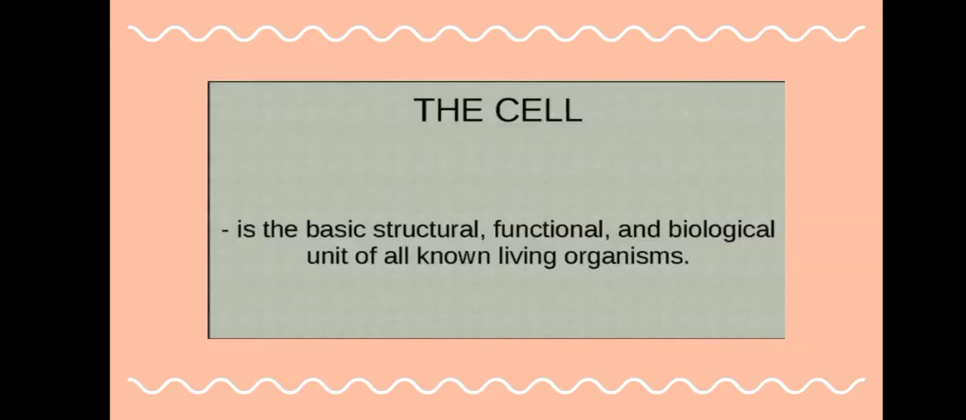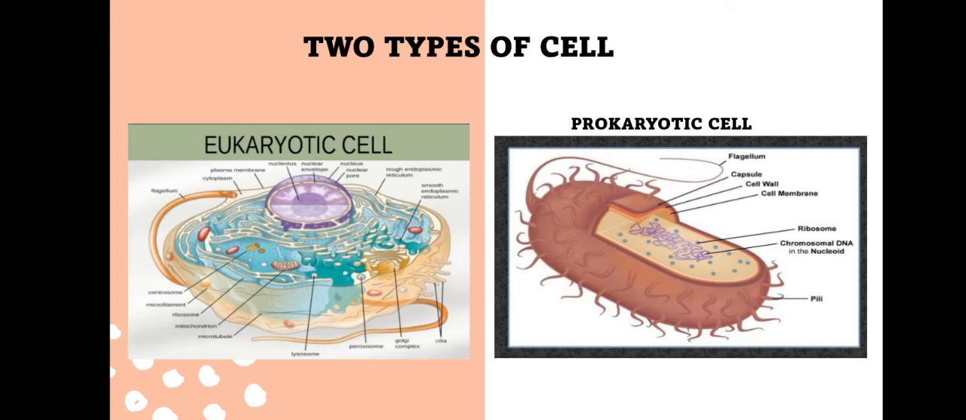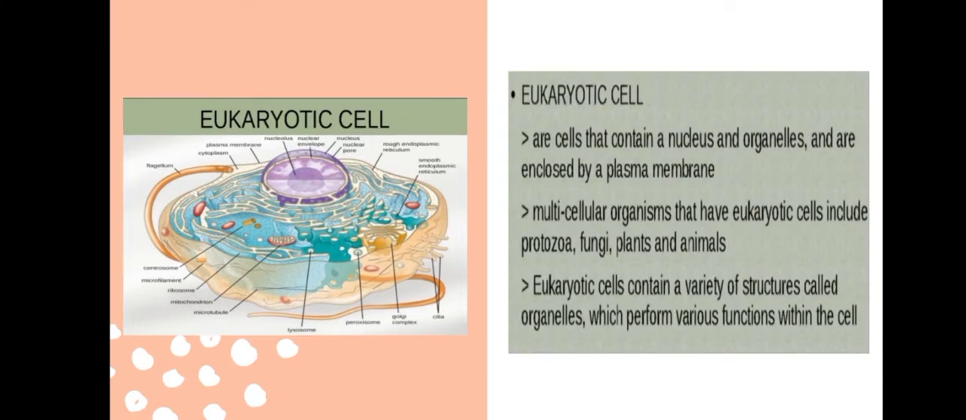The cell. This is the basic structural, functional and biological unit of all known living organisms. We have two types of cell, and that is our eukaryotic cell and prokaryotic cell. First, let us define what is eukaryotic cell. Eukaryotic cells are cells that contain a nucleus and organelles and are enclosed by a plasma membrane. Multicellular organisms that have eukaryotic cells include protozoa, fungi, plants and animals. Also, eukaryotic cells contain a variety of structures called organelles, which perform various functions within the cell.